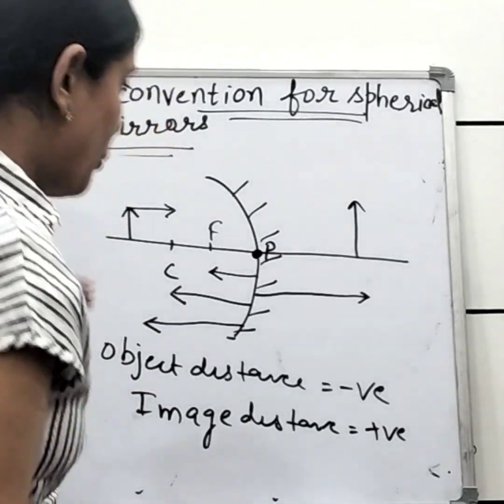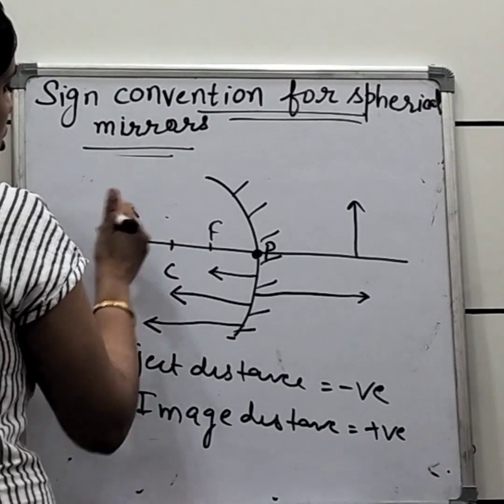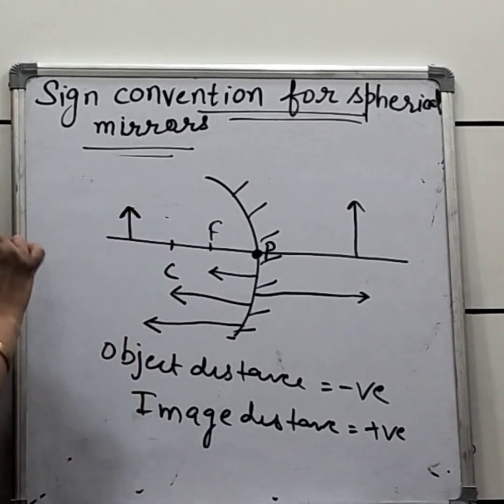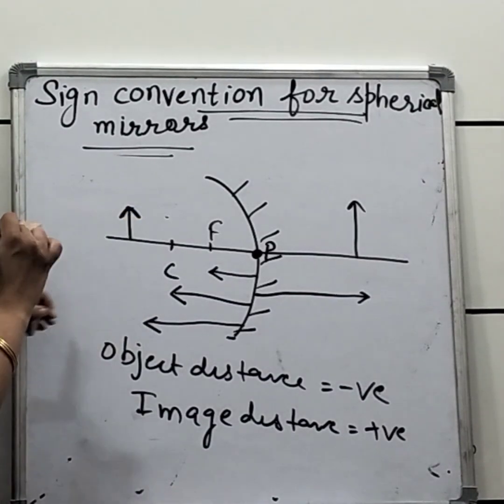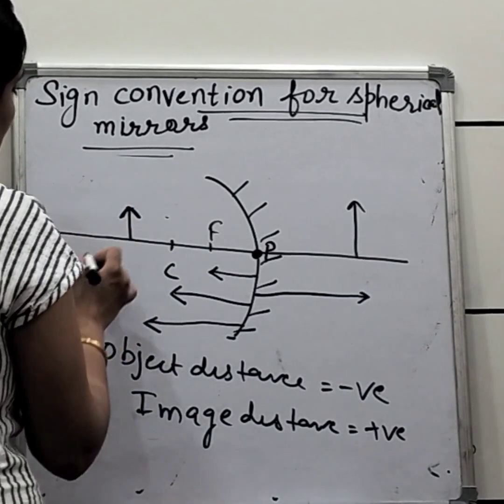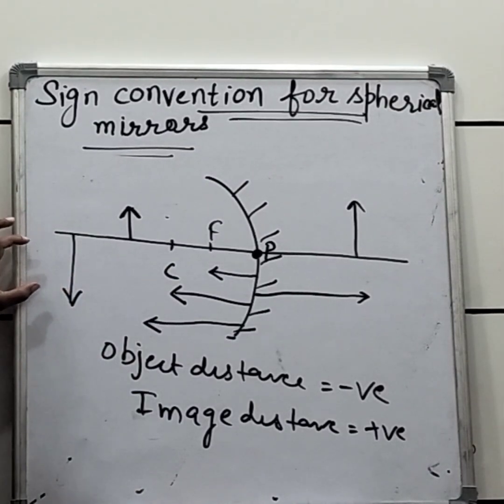If the object is in the upward direction, you know that the object is always placed in the upward direction, so the object is in the upward direction to the principal axis and it will be taken as positive. If the image is formed in the downward direction, then the height of the image is taken as negative.